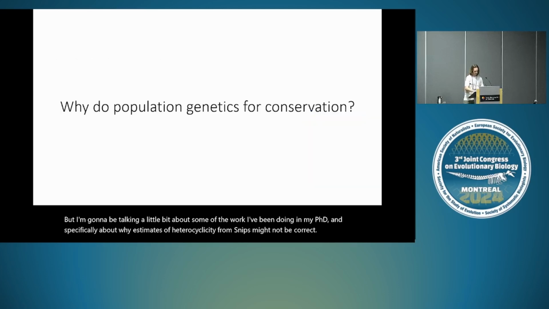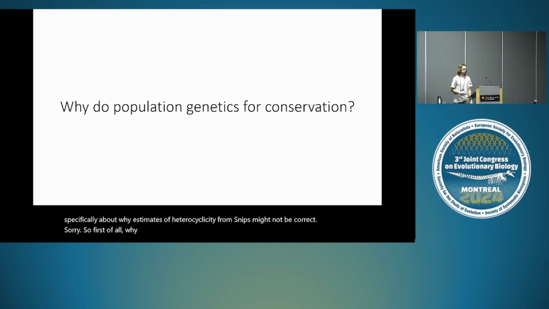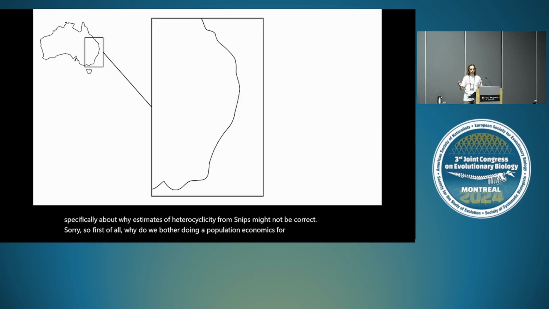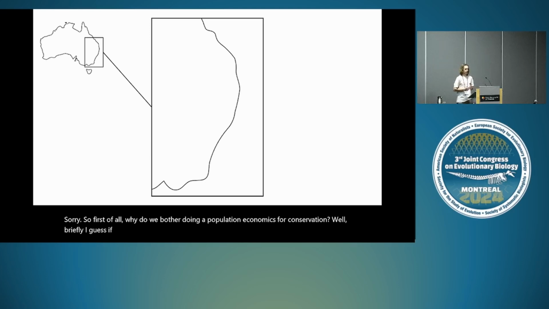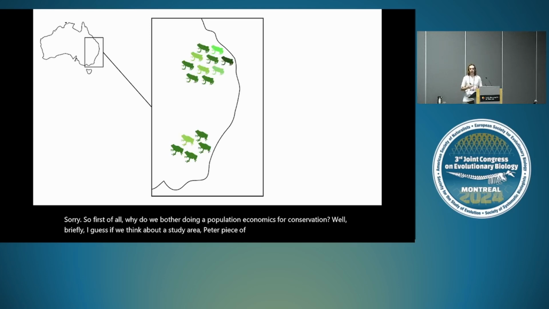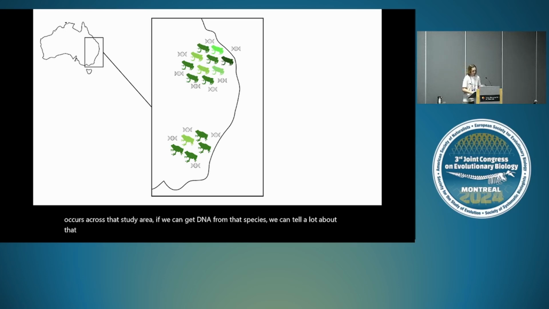So first of all, why do we bother doing population genomics for conservation? Well, briefly, if we think about a study area, a piece of the landscape, and a species that occurs across that study area, if we can get DNA from that species, we can tell a lot about that species. A lot of the time these days, for conservation genetics, we're going to be getting DNA in the form of single nucleotide polymorphisms, or SNPs.